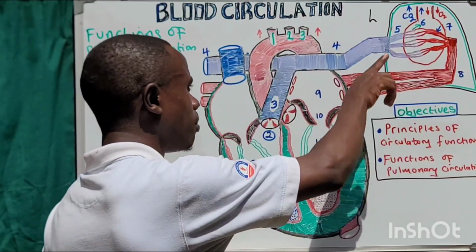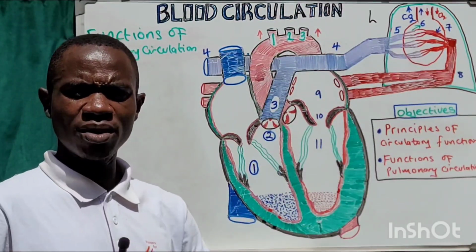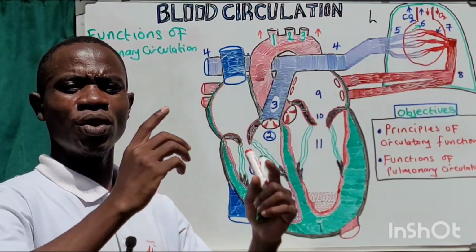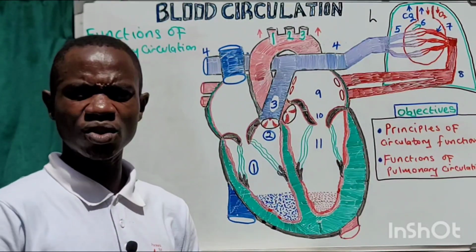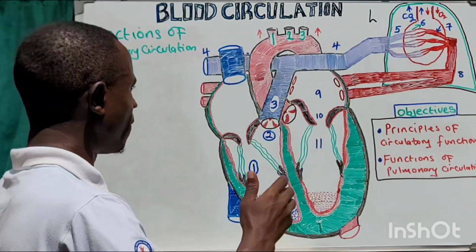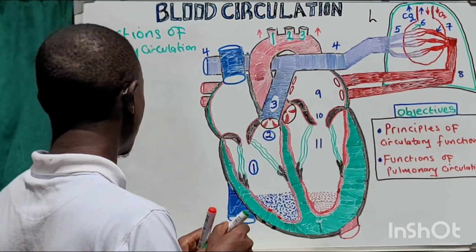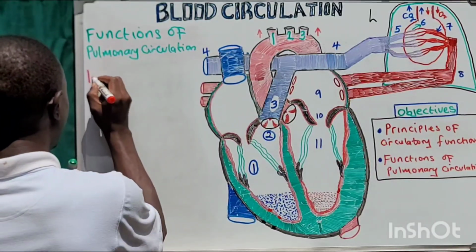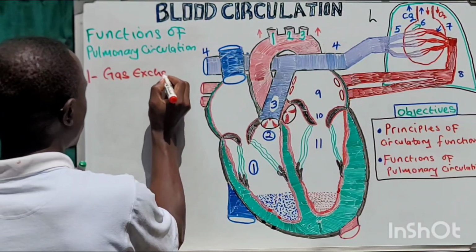So that was a brief overview of the pulmonary circulation. Now you have seen how the blood moves from the heart to the lungs and then back to the left side of the heart. So now what is the significance of this pulmonary circulation? The first function of the pulmonary circulation is going to be gas exchange.